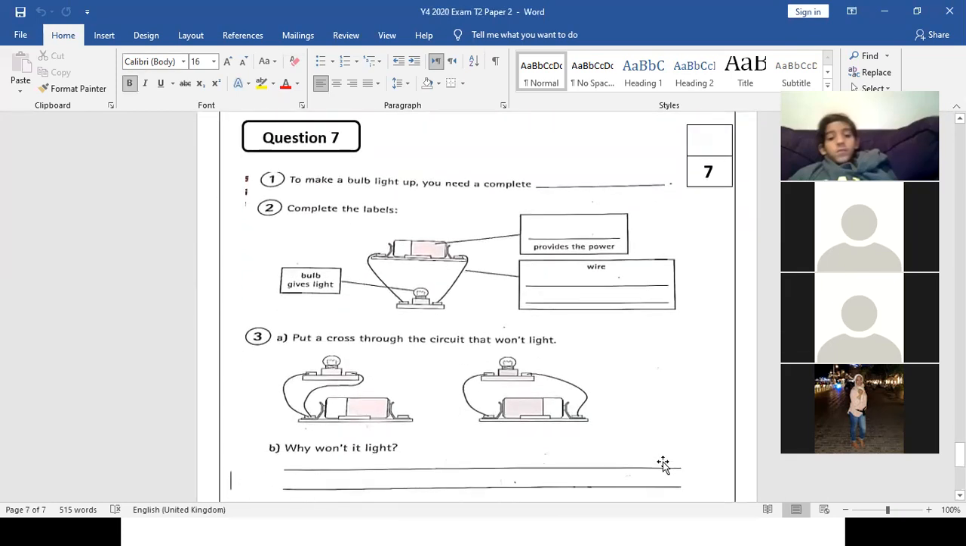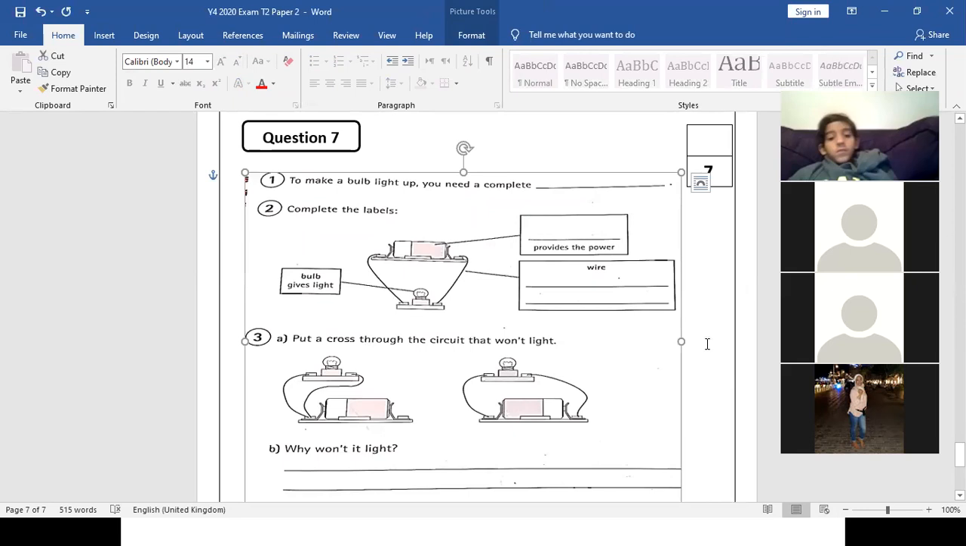Okay, next is question 7, Ali. To make a bulb light up, you need a complete circuit. Continue. What provides the power? The cell. And what does the wire do? The wire connects the circuit. Okay, thank you so much, Ali.